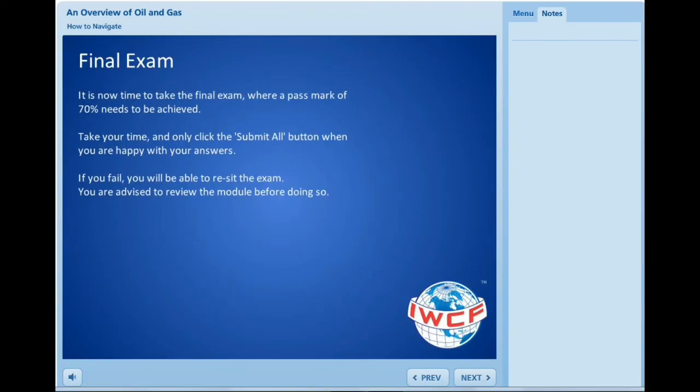It's now time to take the final exam, where a pass mark of 70% needs to be achieved. Take your time, and only click the Submit All button when you're happy with your answers. If you fail, you will be able to resit the exam. You're advised to review the module before doing so.